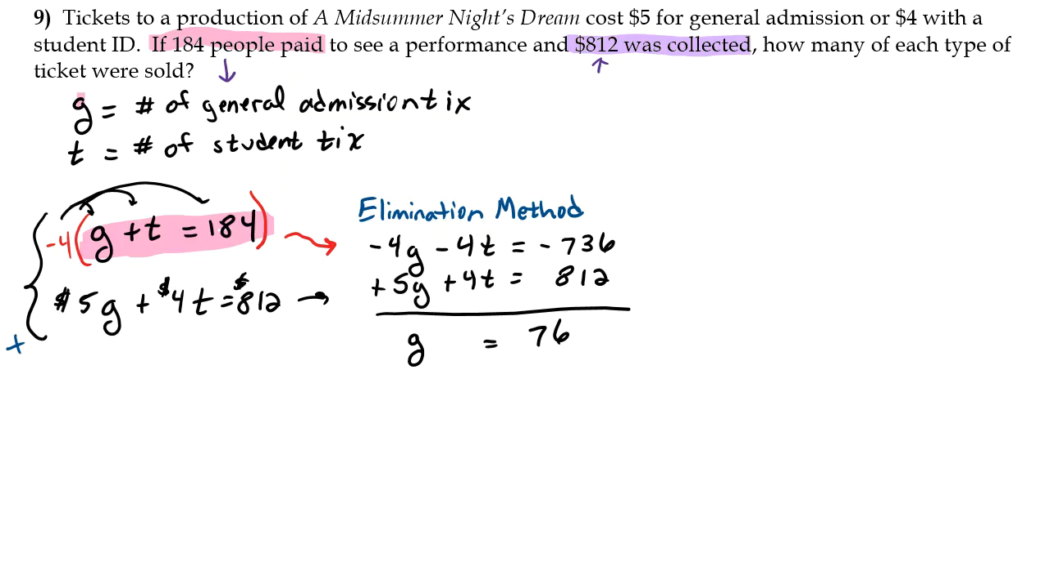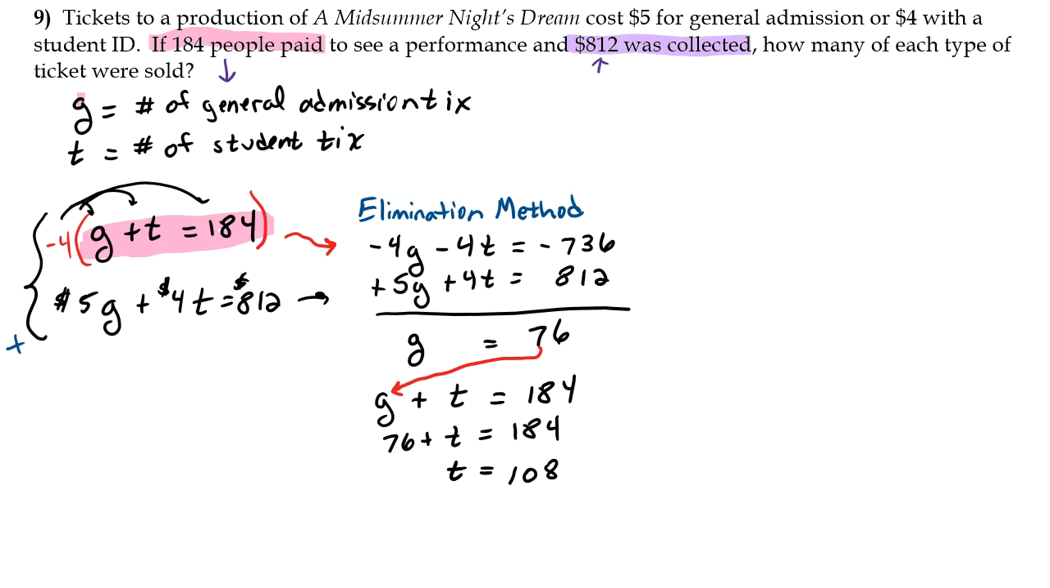So we're going to use one of these equations here and plug 76 back in for g. It looks like the easiest would be, we know that the general admission plus the student tickets has to equal 184. So if I take this 76 and plug it in there, I'll know that the student tickets is whatever 184 minus 76 is, which would be what, 108? All right, so we know that those two add to 184, so that's good.